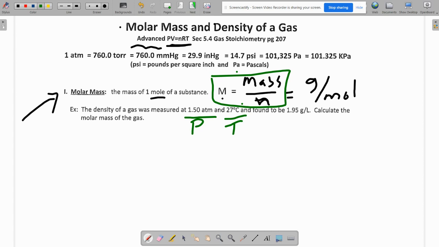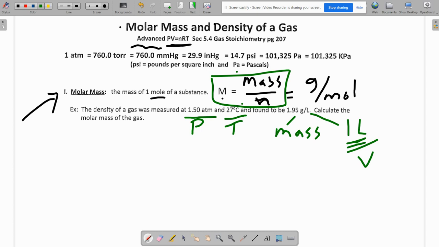Now when I see that 1.95 grams per liter, I'm going to break that up. I'm going to say 1.95 grams is the mass, and my sample is 1 liter. Yeah, it's a density, but it's also 1.95 grams per every 1 liter. So now we got ourselves a volume as well. And then calculate the molar mass of the gas.